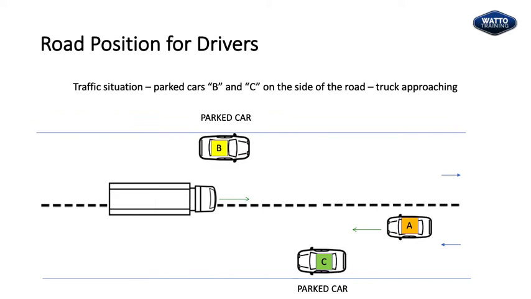In this situation, we've got two parked cars, parked car B and parked car C. Car A is moving through, and coming in the opposite direction is a truck approaching which has crossed the broken line. So in that case, the driver in vehicle A would have to slow down because the semi-trailer has already committed their pathway through there.